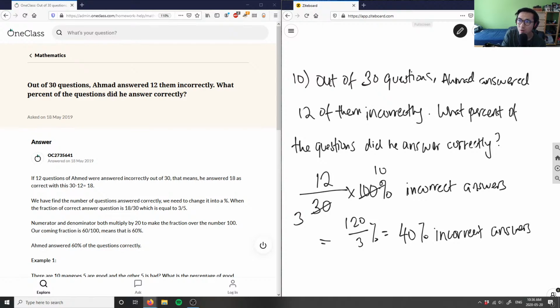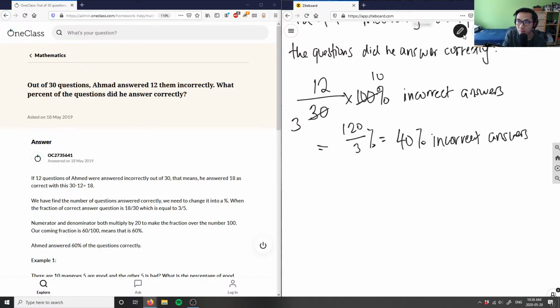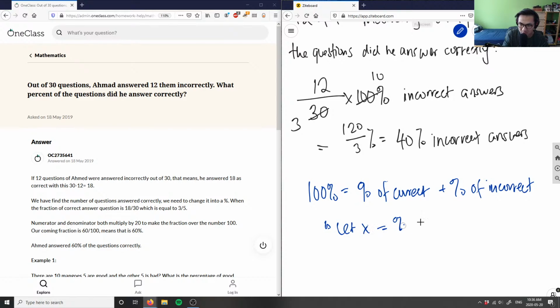So therefore, what is the percentage of correct answers? Well, I can simply say that, and again, a percentage is out of 100%, right? So 100% is going to equal the percent of correct answers plus the percent of incorrect answers, right? I don't know this guy, so I can say this here is x or something like that. So let x equal the percent of correct answers.